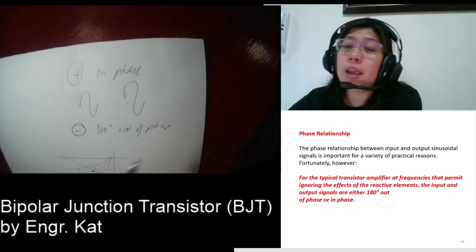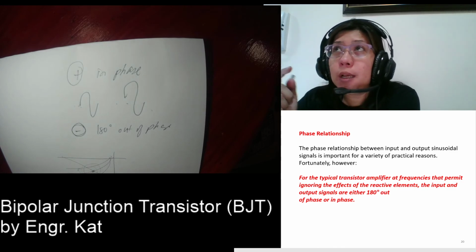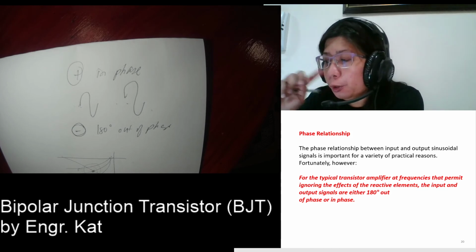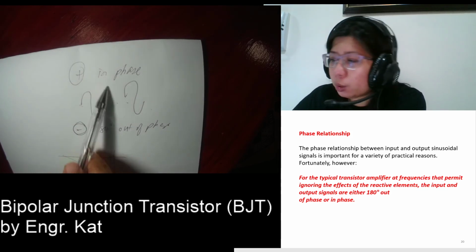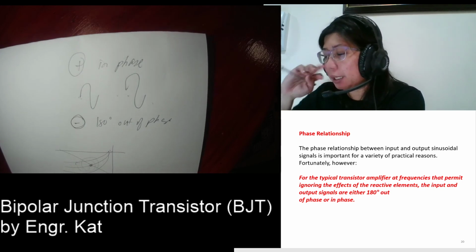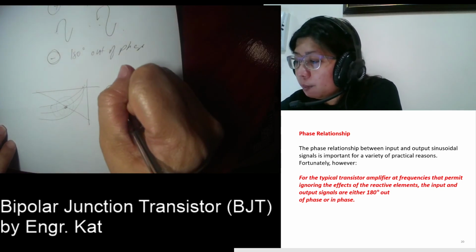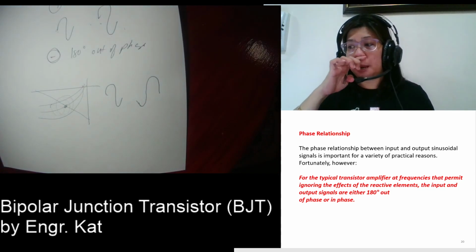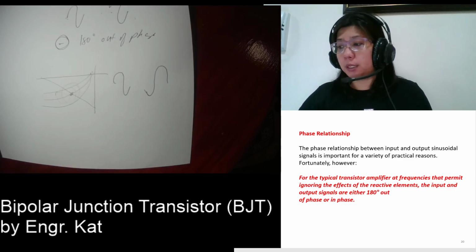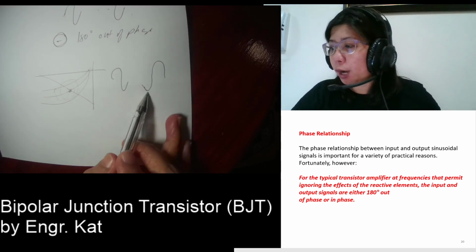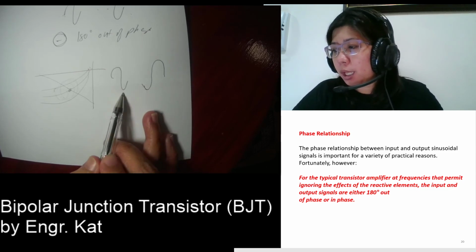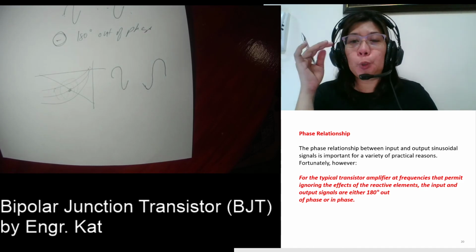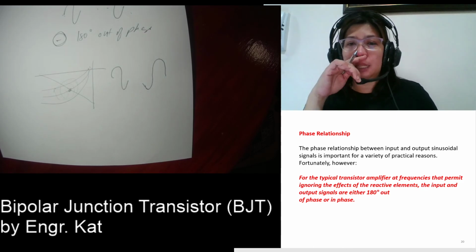So the sign is very important, okay? Because the sign will tell you whether your input and output are in phase or out of phase. So what do we mean by 180 degrees out of phase? If this is your input, your output will look like this. So they are 180 degrees out of phase. So when your input is positive half, your output is at the negative half. When your input is at the negative half, your output is at the positive half. Okay? So that is what you mean by 180 degrees out of phase.